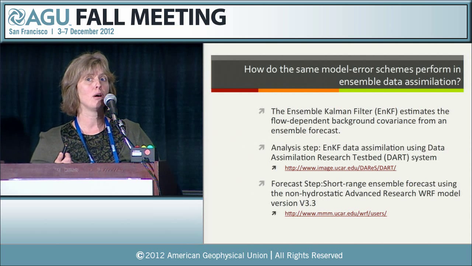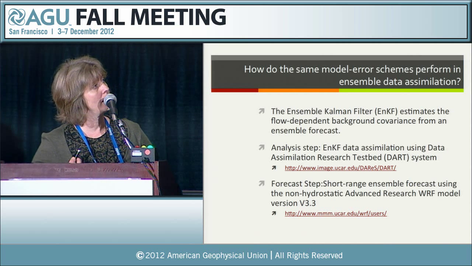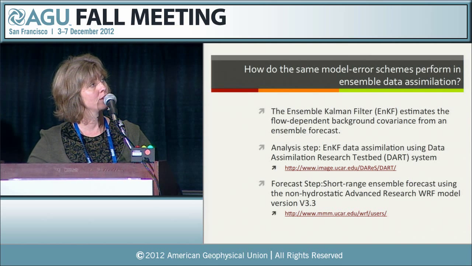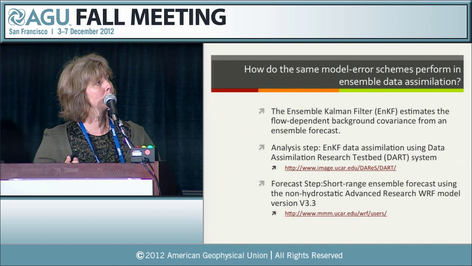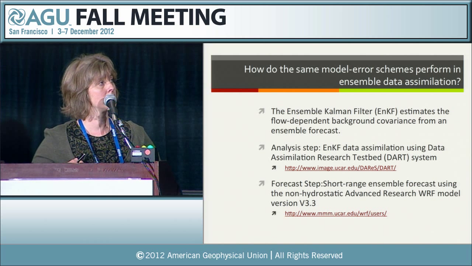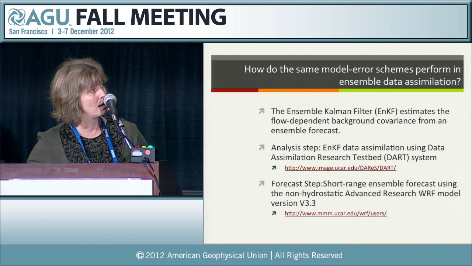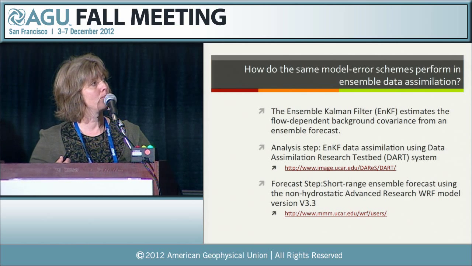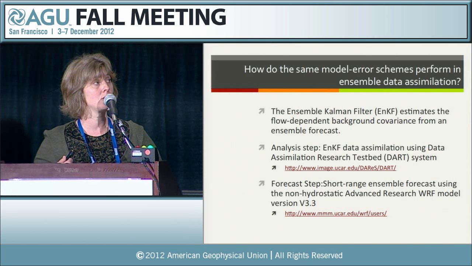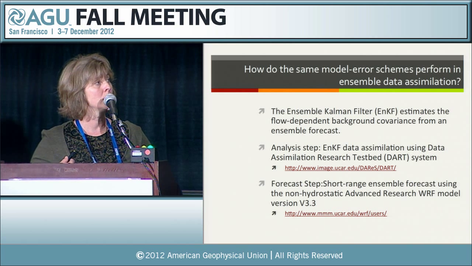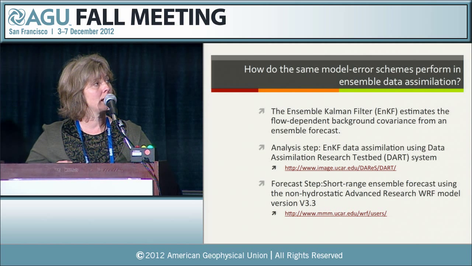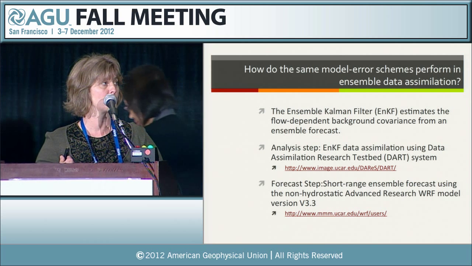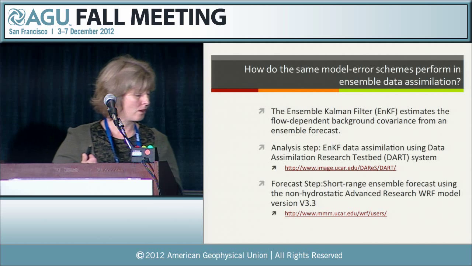So here's the setup of our ensemble Kalman filter data assimilation. We use the ensemble Kalman filter, which estimates flow-dependent background covariances from an ensemble forecast. And my collaborators are experts on that topic. For the analysis step, the EnKF uses the Data Assimilation Research Testbed, or DART system. And for the forecast time step, we use the short-range ensemble forecast using the non-hydrostatic Advanced Research WRF model version 3.3.